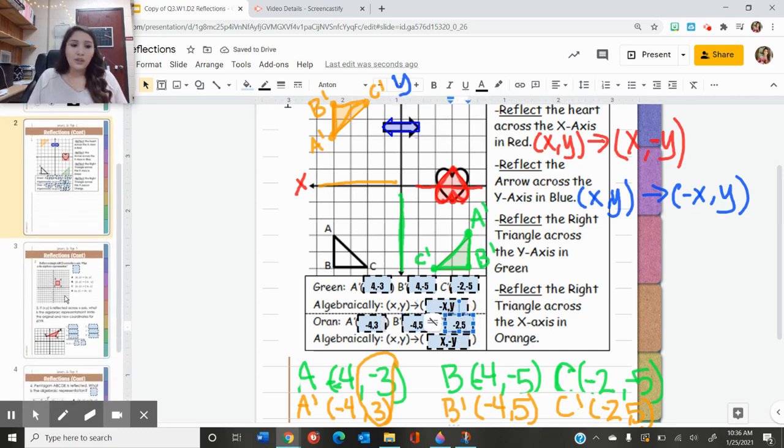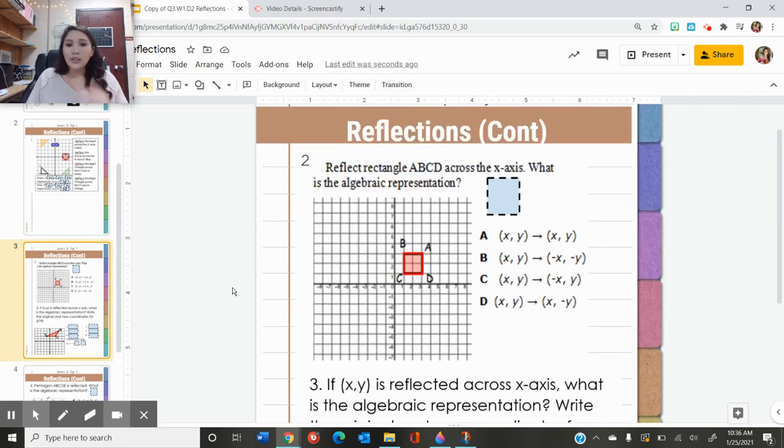Okay, let's go ahead and go on to the next page. So here it tells us, reflect rectangle ABCD across the x-axis. What is the algebraic representation? Since I'm reflecting it across the x-axis, here's my point of reflection. Now, I'm going to start off with A, and A is 3 above, so it should be 3 below. So that's 1, 2, 3, and here we have A prime.